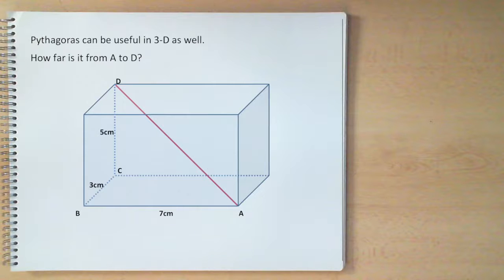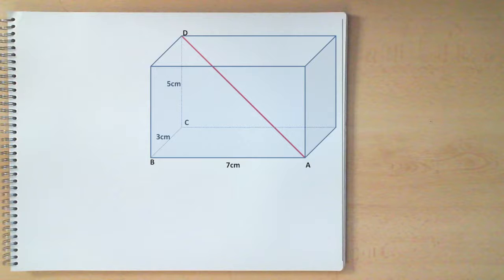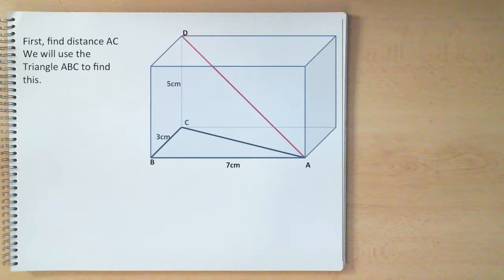Okay, let's clear this and move the diagram up so we've got some space to work. Here we go, it's the same diagram. We want to find the distance AD. First of all, we're going to look at the distance AC. And we're going to do this by considering this triangle, the triangle ABC.